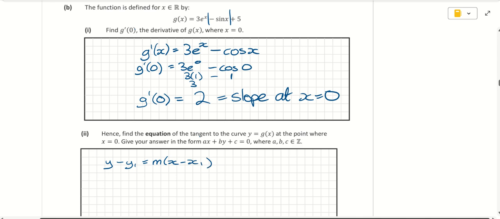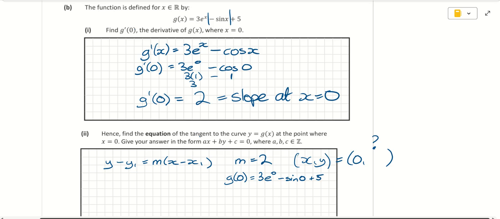So we have now our slope, which is 2. But we also need the point at 0. So we need to just get g of 0, not g prime of 0, because our point is 0 comma something. So we need to sub in 0 up here. So it's 3e to the power of 0 minus sine of 0 plus 5.